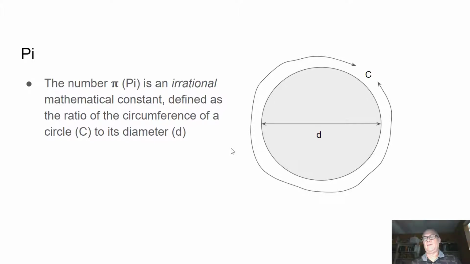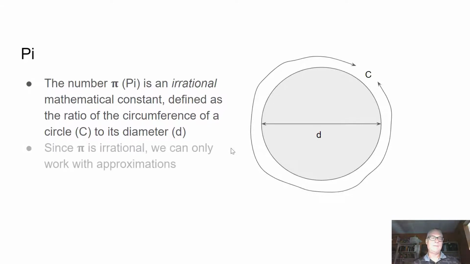So 3.145, 159, etc. It just goes on and on like that. And since pi is irrational, we can only really work with approximations.